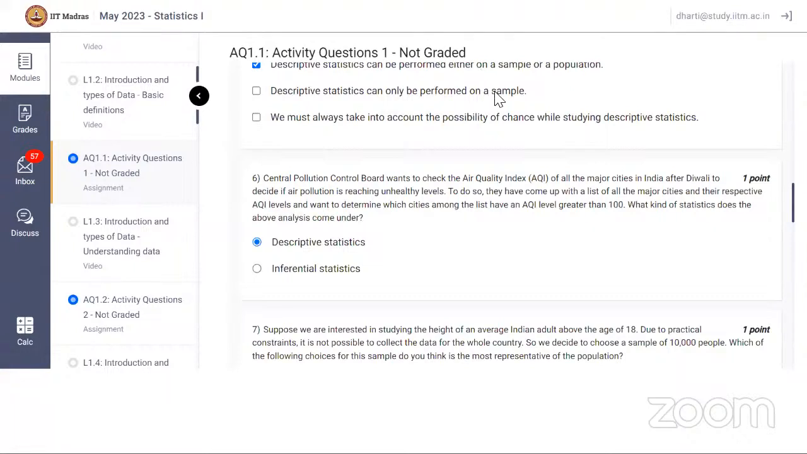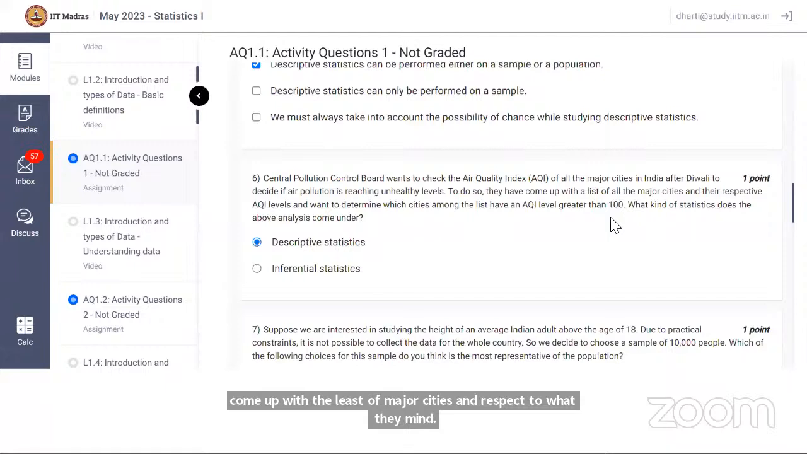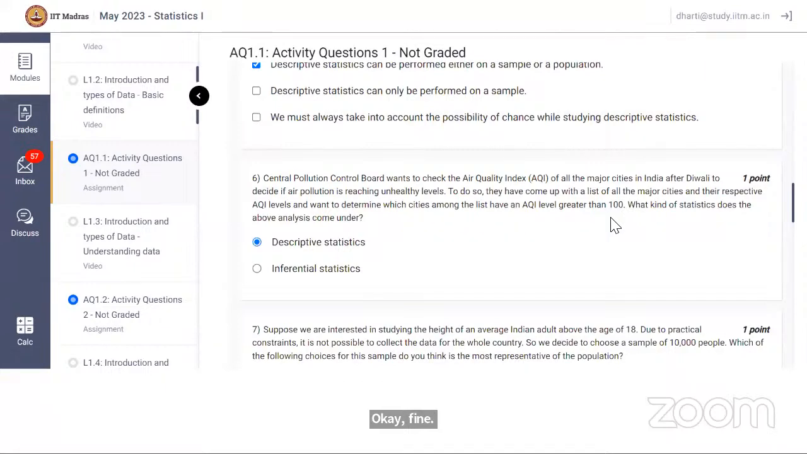Okay, fine. So here, what did they say? To do so, they have come up with a list of major cities and their respective AQI. So what they did, they just collected some city names and found the names of the cities whose AQI is greater than 100. So they have not predicted anything, right? See, they are talking about India only, right? Okay, not India, so any country, let's say.